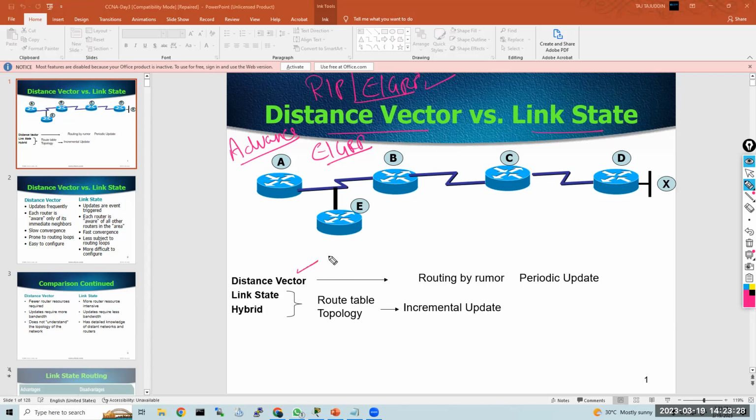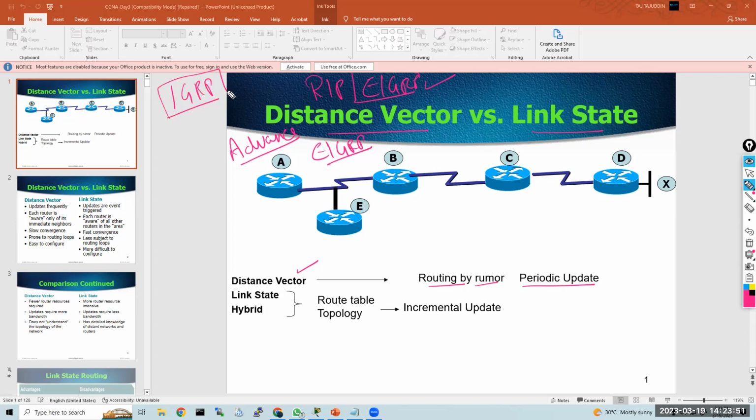Distance vector means the router works by rumor, with periodic updates. Yes, Malice? I think EIGRP is hybrid, sir. Yeah, EIGRP is hybrid, a combination, IGRP, I think. We are not going to discuss IGRP.